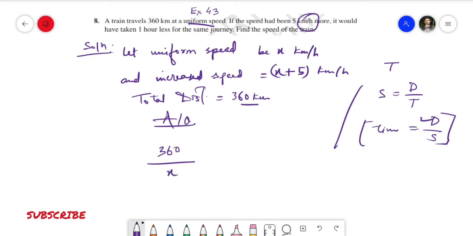And if I minus the time at the other speed, I will save 1 hour, isn't it? So I'm going to write minus 360 by x plus 5. Do you understand this one? Why am I writing minus? Because if I subtract both the timings, I will get the 1 hour saved, isn't it? So that's why I write like this. Okay, so now how to do this one?